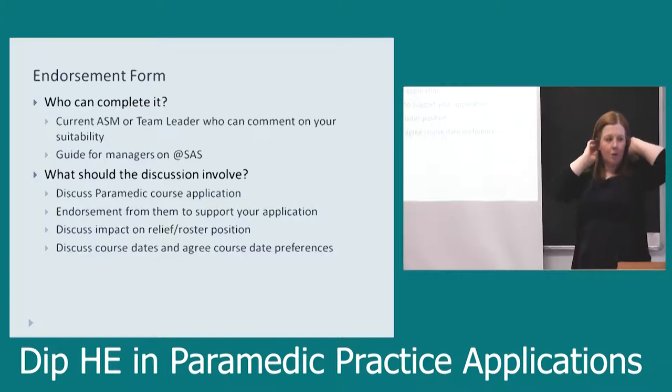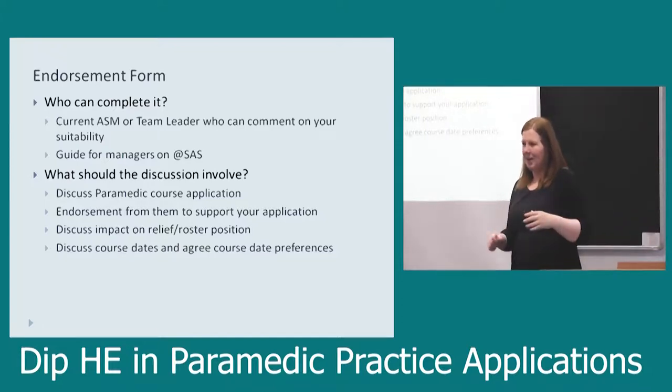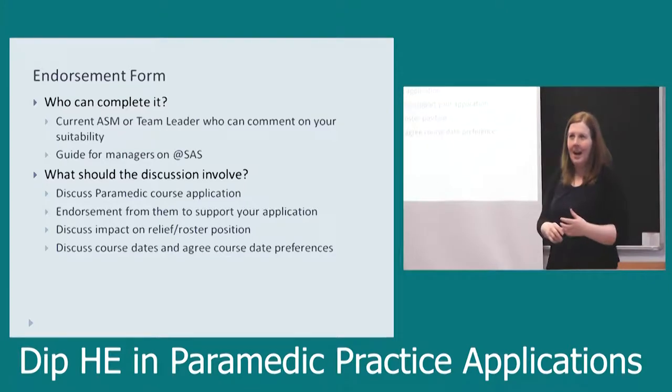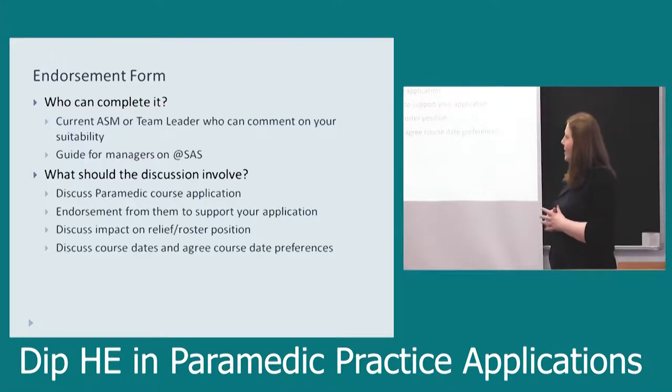So the endorsement form should be completed by your team leader or ASM, basically a line manager who knows you enough to be able to have a useful conversation with you. There's no point in finding someone who's just going to sign that piece of paper. This is a chance for you to have a think about where you're at in terms of your progress. So find someone who you know fairly well. There is a guide for them on ATSAS should they not have done it before or be a bit unsure about it. So they can have a look at that.